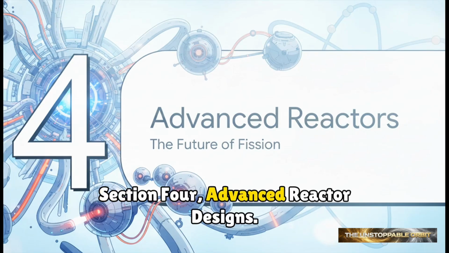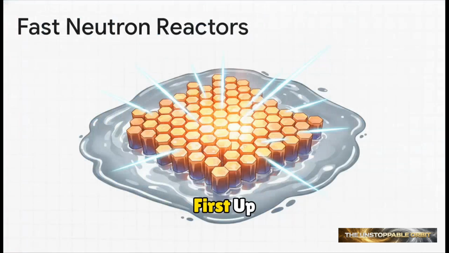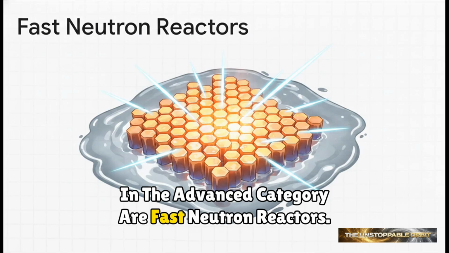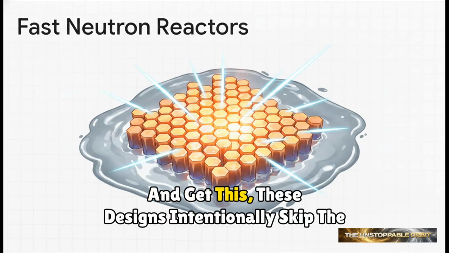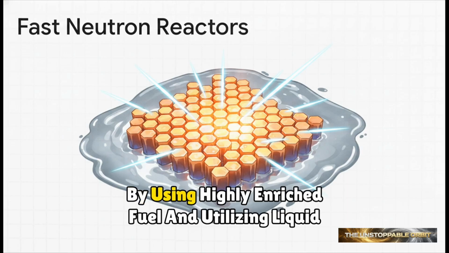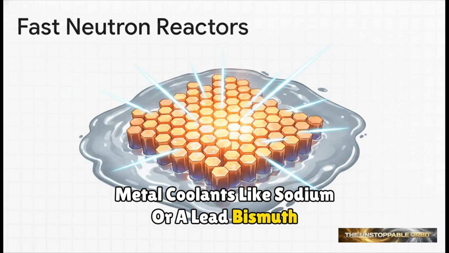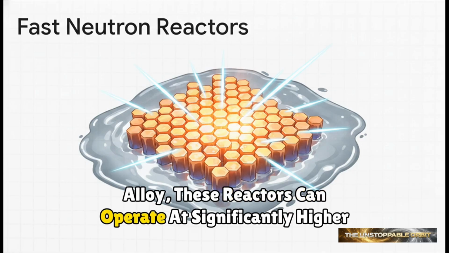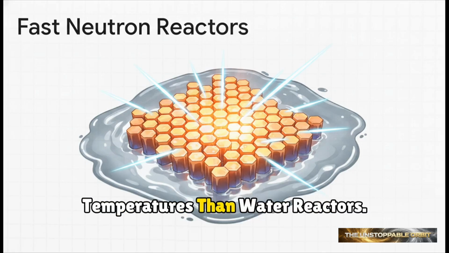Section 4, advanced reactor designs. First up in the advanced category are fast neutron reactors. And get this, these designs intentionally skip the moderator entirely. By using highly enriched fuel and utilizing liquid metal coolants like sodium or a lead bismuth alloy, these reactors can operate at significantly higher temperatures than water reactors.